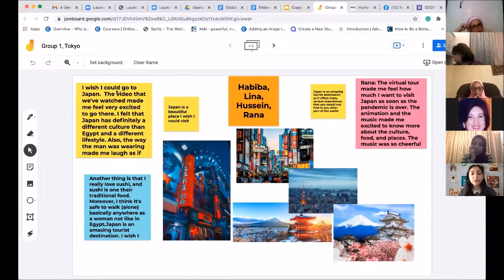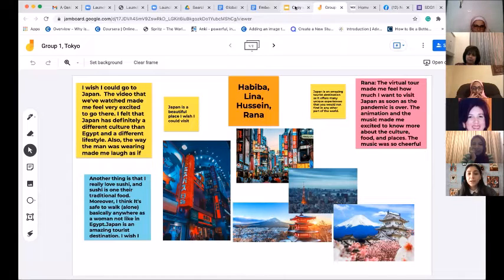Some people said, I wish I could go to Japan. The video we watched made me feel very excited to go there. I felt it was a safe place, and it's different than Egypt, different cultures. They talked about even the colors, the buildings, the costumes. A girl said it seems it's safer for women to walk on the street. It's safer in Japan for women to walk on the street.